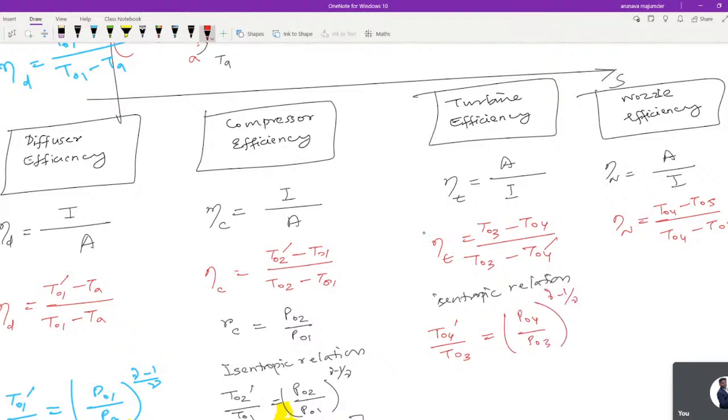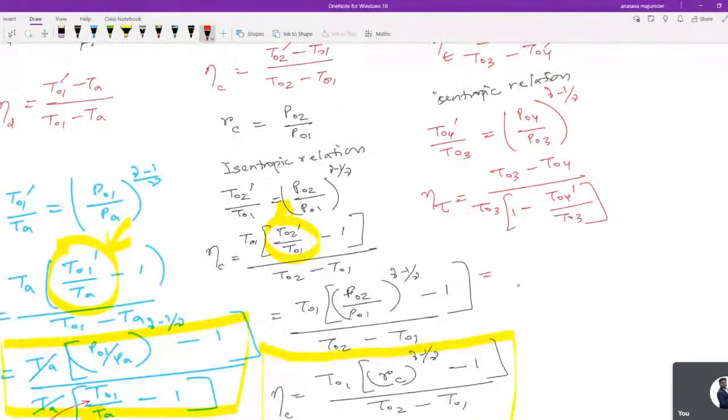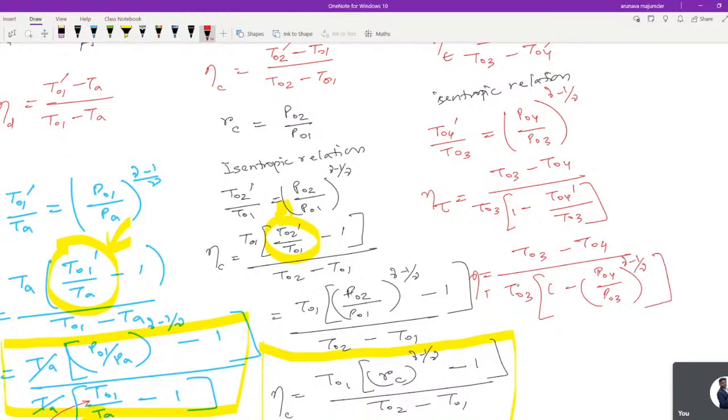I'm just going to take one of the parameters common outside over here, right? So eta T equals T naught 3 minus T naught 4 by T naught 3, 1 minus T naught 4 prime by T naught 3. I'm just going to substitute that right here. So I'm going to write eta T equals T naught 3 into 1 minus P naught 4 by P naught 3 to the power gamma minus 1 by gamma, right?